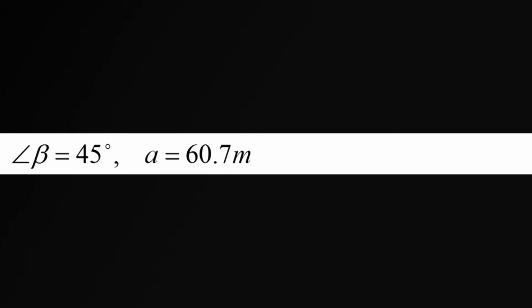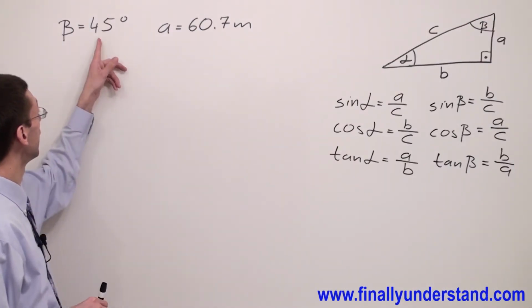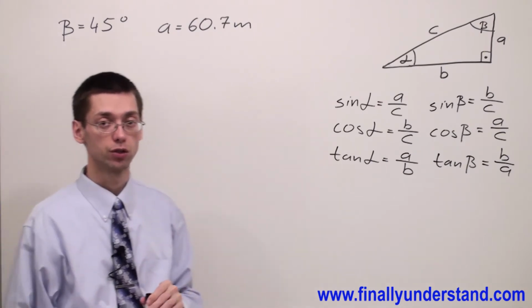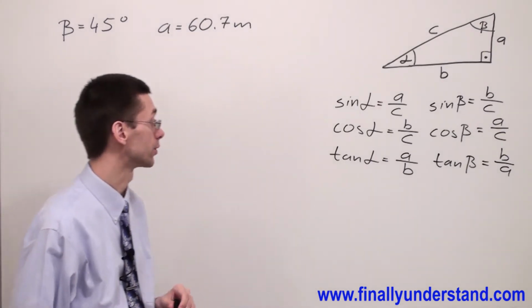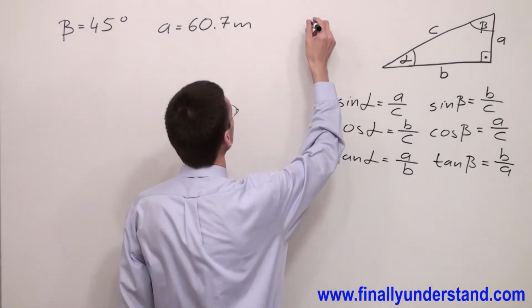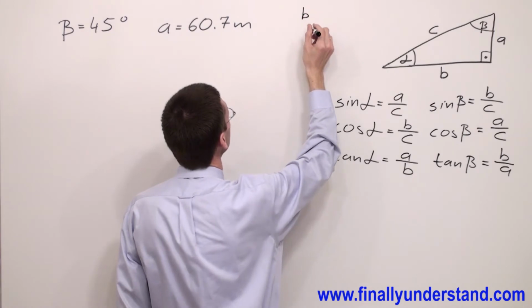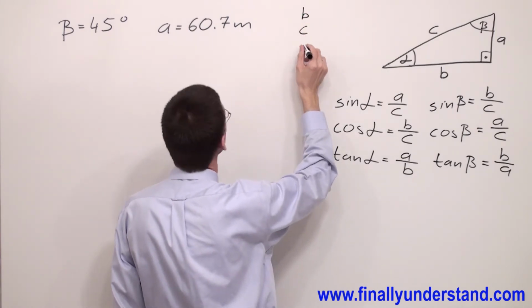Let's take a look at this example. This time we have given angle beta and side A. Please notice that the angle is expressed in degrees, so make sure that you switch your calculators to degrees. Now, we're supposed to find the length of side B, the length of side C, and angle alpha.